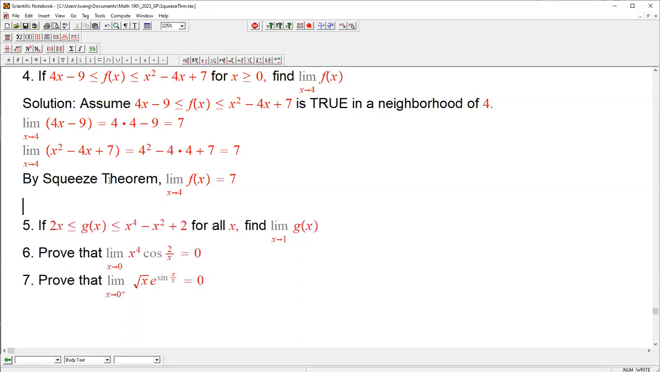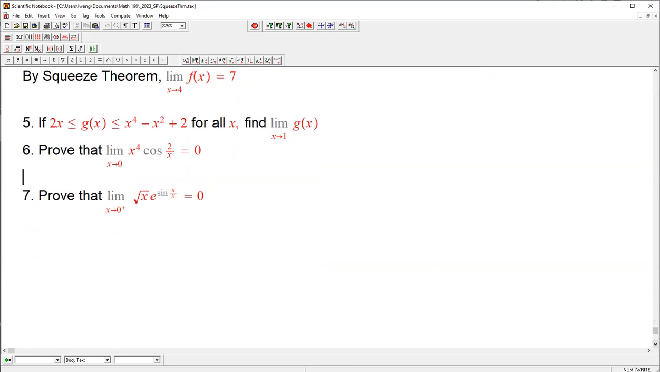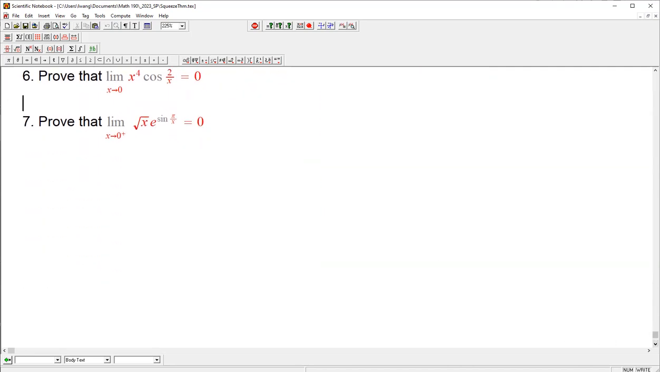Number 5 is similar. Number 6 is similar to 1, 2, 3. Number 7 we covered in class. And here I wish to cover it one more time so we have it in the records just in case you guys need any help with it.